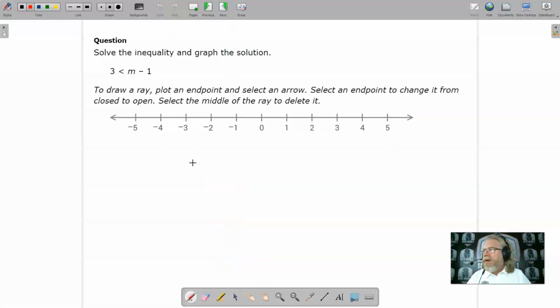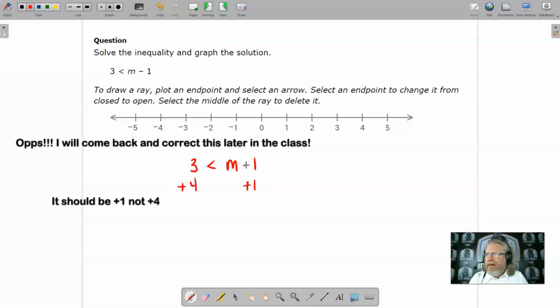All right, so on this one, we have 3 is less than m minus 1, and I do notice that our variable is on the right side of this inequality now, so we're probably going to have to do something a little later when it comes to graphing it, but we'll deal with that whenever we get to it. Let's go ahead and solve for m first. So I have a -1 here, so let's add 1 so I can get rid of that -1. And what I do to one side, I'm going to do to the other.